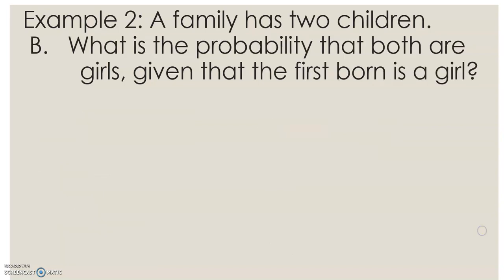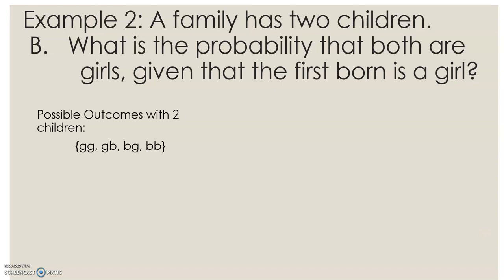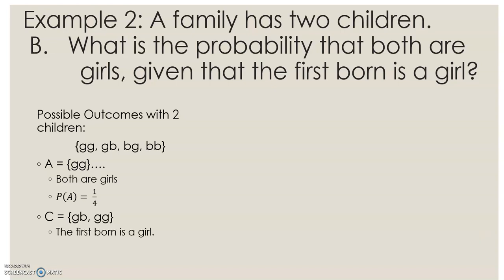Example 2, a family has 2 children. What is the probability that both are girls given that the firstborn is a girl? We have our possible outcomes again. Girl, girl, girl, boy, boy, girl, boy, boy. Probability that both are girls, we'll let that be A. Girl, girl, that probability is 1/4. And given that the firstborn is a girl, so we'll let B equal girl, boy, or girl, girl. The firstborn is a girl.